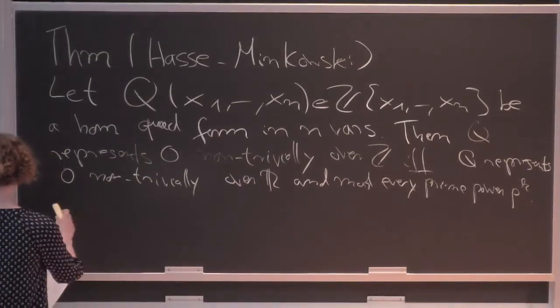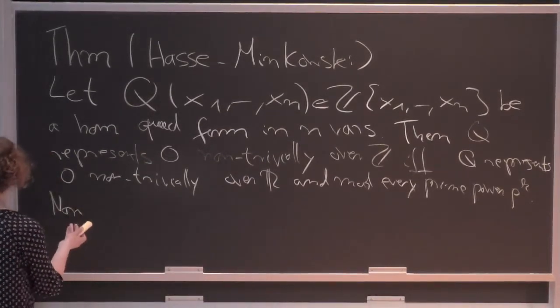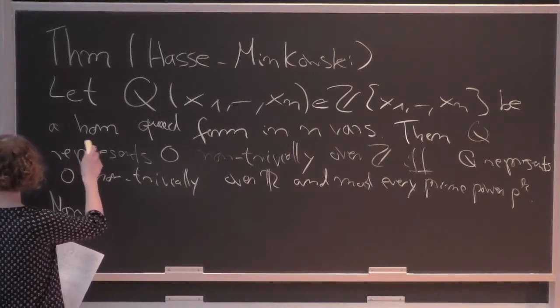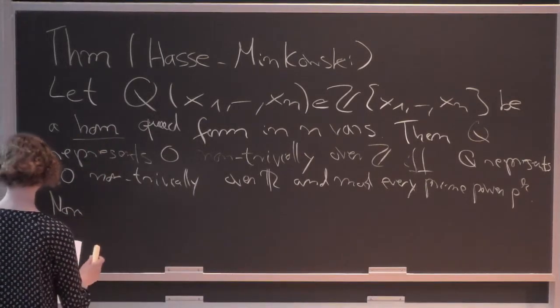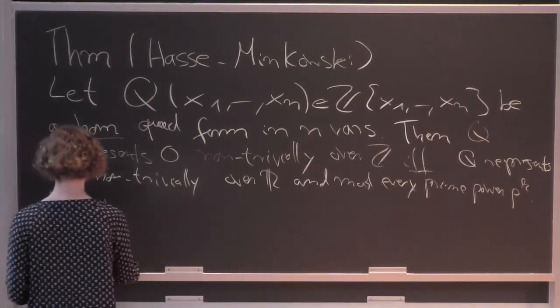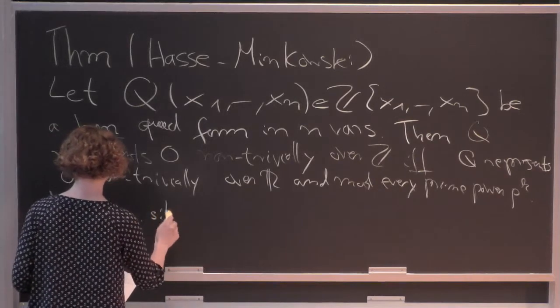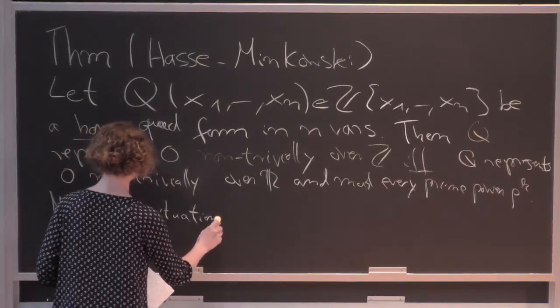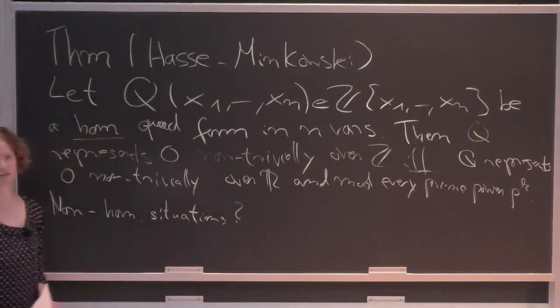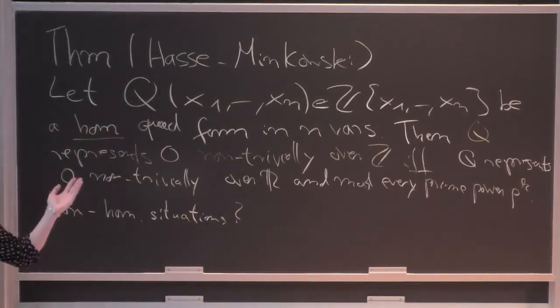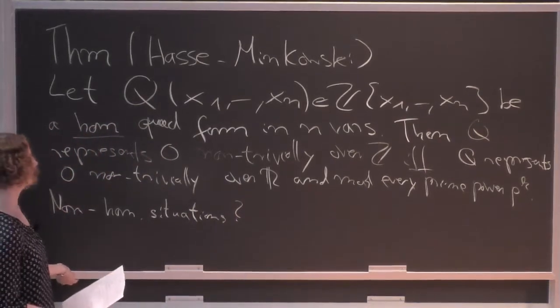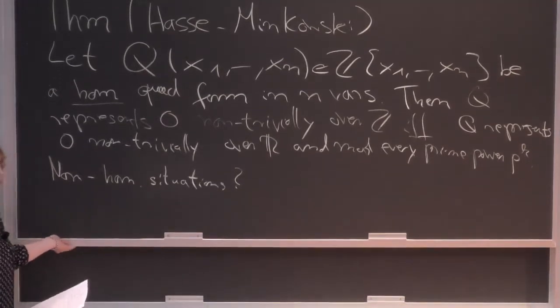So I write it in this form because I want to ask another question. Why do we need this homogeneity assumption here? Or what would happen in non-homogeneous situations? You can ask the same question for any quadratic equation Q, where we just drop the condition of Q being homogeneous.